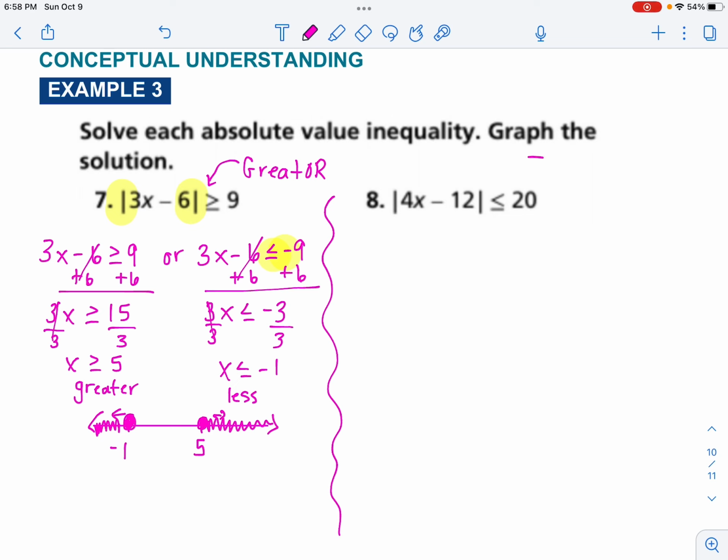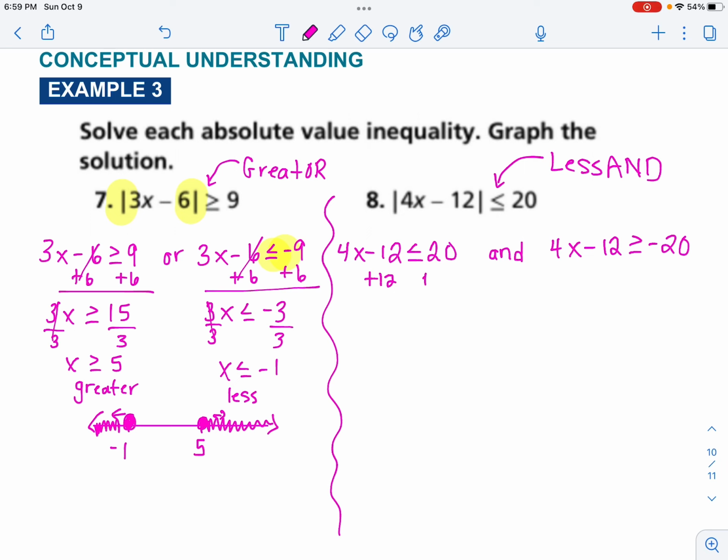For the next problem, we have a less and, so we should end up being shaded in the middle for our graph. So we have 4x minus 12 less than or equal to 20, and 4x minus 12 greater than or equal to, don't forget to change the sign and flip the inequality, negative 20.